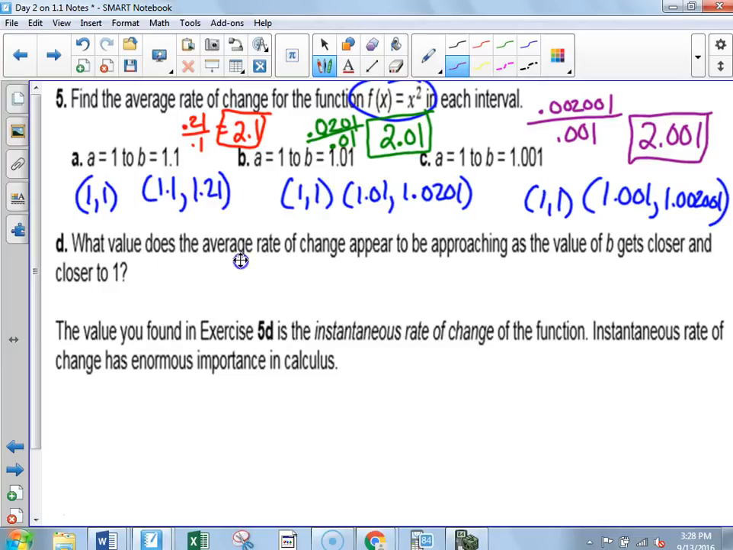So what value does the average rate of change appear to be approaching as the value of B gets close to 1? It's approaching 2. 2.1 is 2 and 1/10, 2 and 1/100, 2 and 1/1000. It's getting tinier and tinier, much closer to 2. This is the foundation of finding a limit in calculus. What we found is called the instantaneous rate of change, and it has enormous implications in calculus.